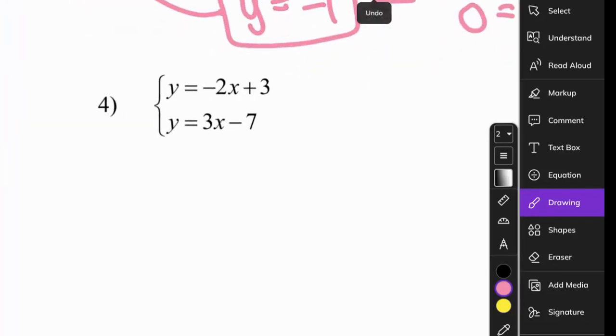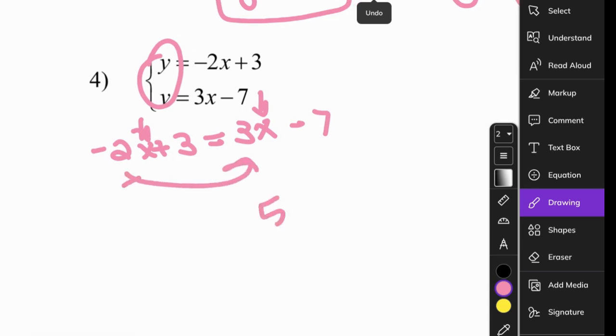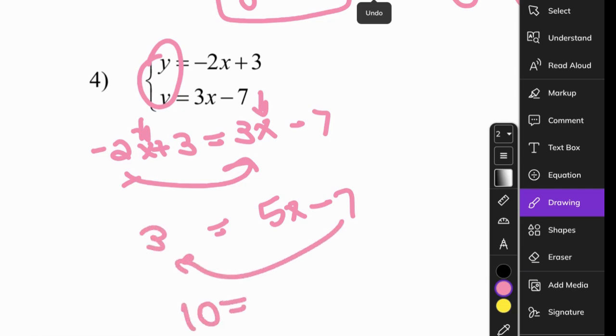And then this is like the final type. This is pretty uncommon, but if this does happen, you would just do the transitive property of equality. What you do is you just set the two values equal to each other, just like that. And now you see we have only one variable in the equation, and then we would just simplify. So we would move that: 5x minus 7 equals 3. Move this over, we get 10 equals 5x, x equals 2.